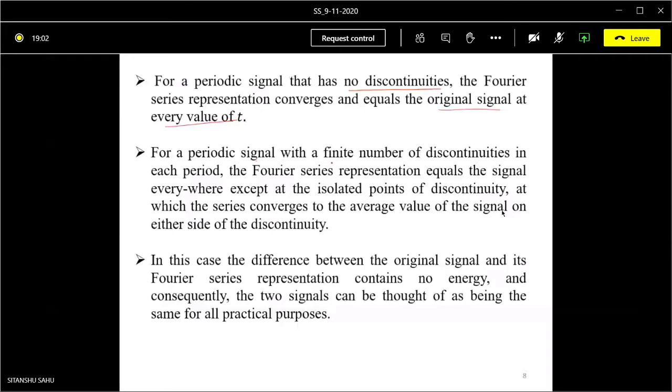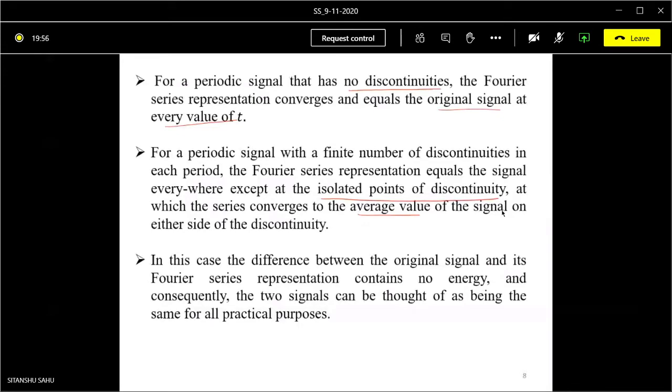Then for a periodic signal with a finite number of discontinuities in each period, the Fourier series representation equals the signal everywhere except at the isolated points of discontinuity. At those points, the series converges to the average value of the signal on either side of the discontinuity. In this case, the difference between the original signal and its Fourier series representation contains no energy, and consequently, the signal can be thought of as being the same for all practical purposes.